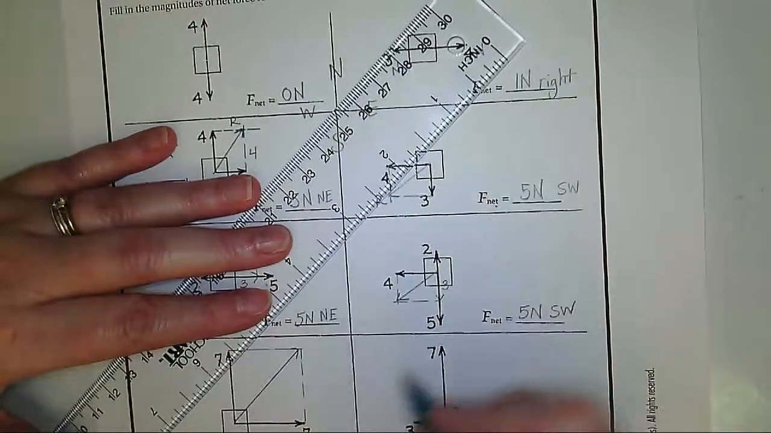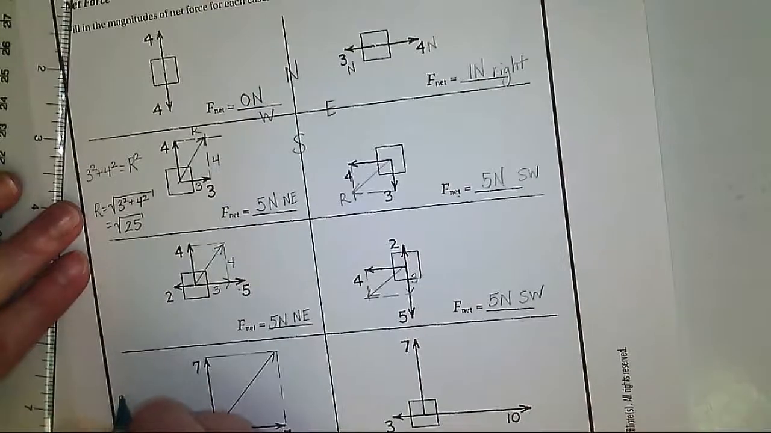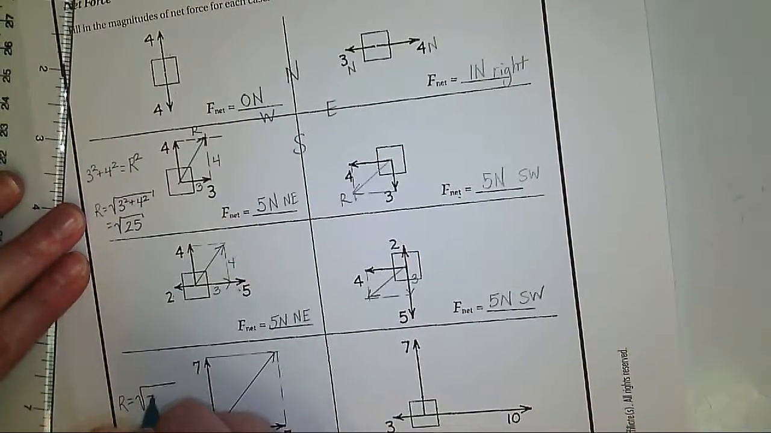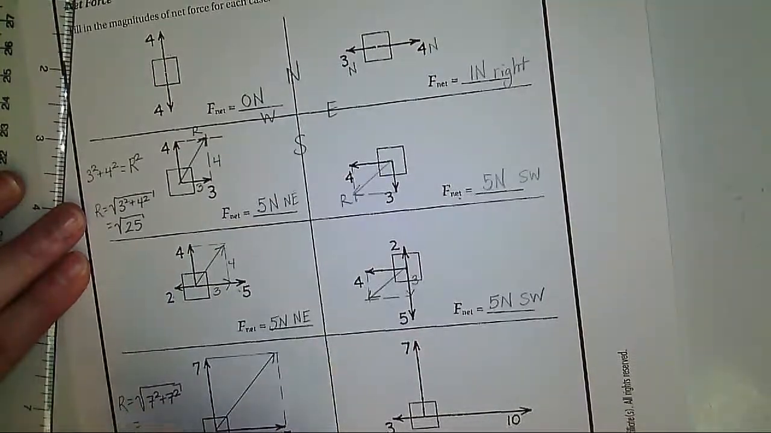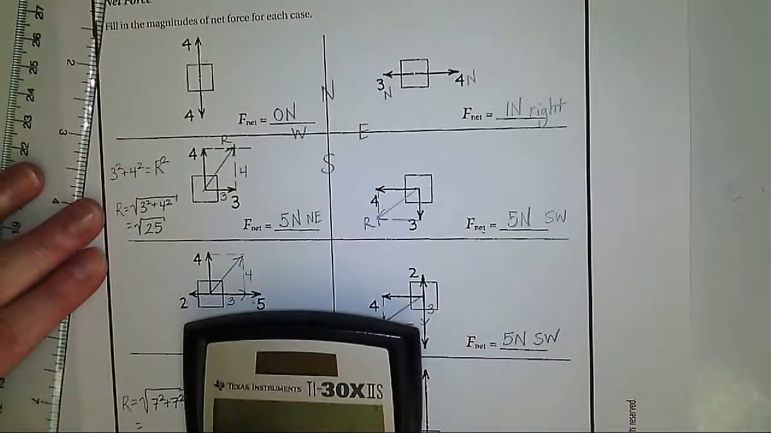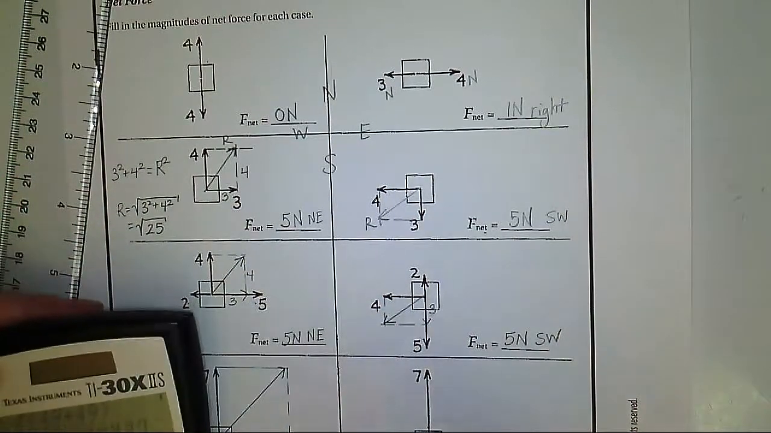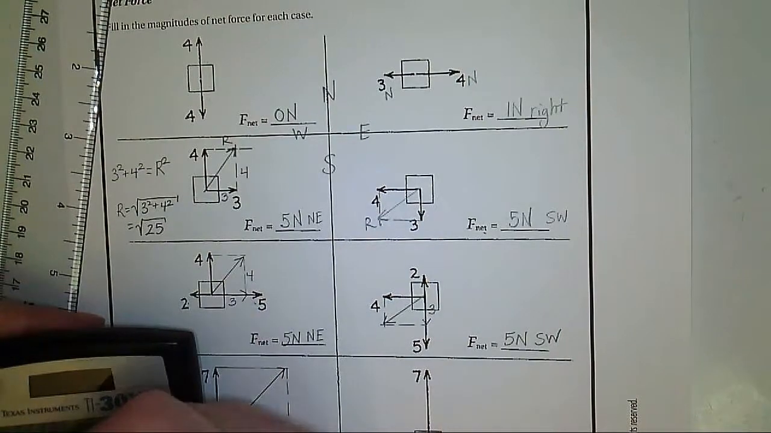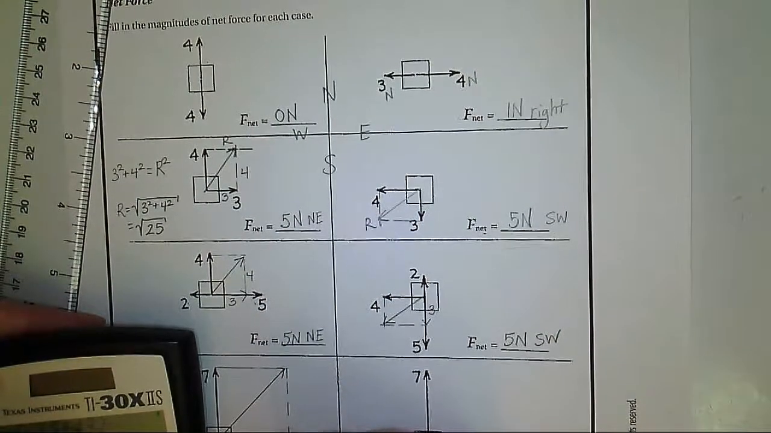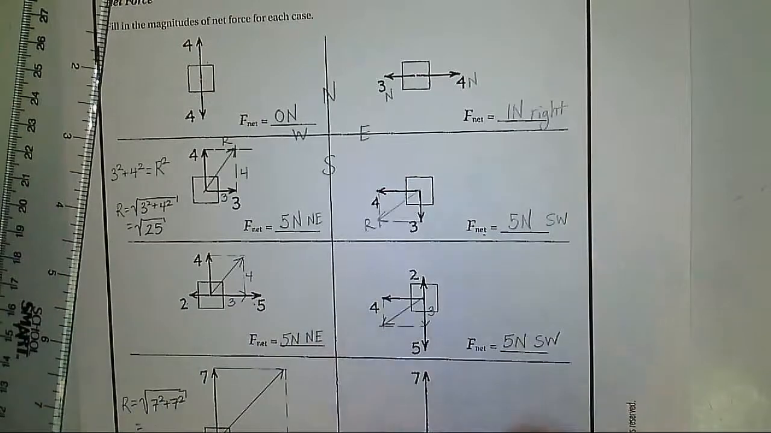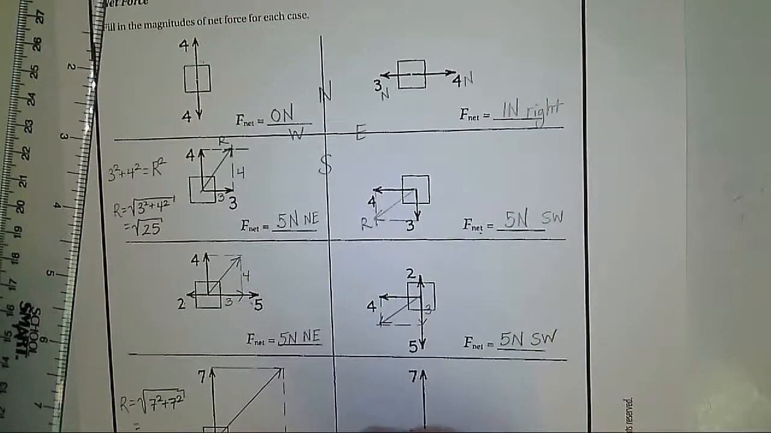And this is 7 and 7, so my resultant's going to be the square root of 7 squared plus 7 squared. So the square root of 49 plus 49, right? 7 squared is 49. And so it's about 9.89. So we'll just say, right, the 8 would make that 10. So we'll say about 10 newtons. And again, it would be northeast.